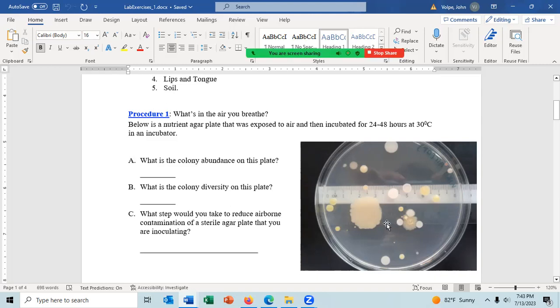And we're going to give you the picture because you can't obviously do this. Take an agar plate, expose it to the air, put it in an incubator, and then take a look at it 24 to 48 hours. So we've done this for you and supplied the picture. And you need to tell me, what is the colony abundance on this plate? What is the colony diversity on this plate?